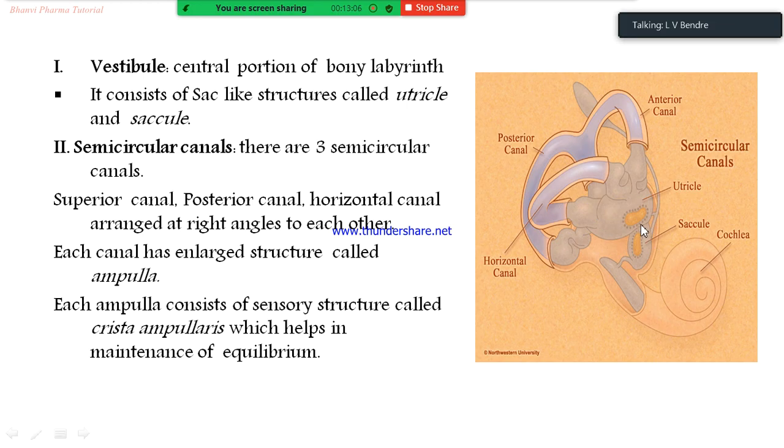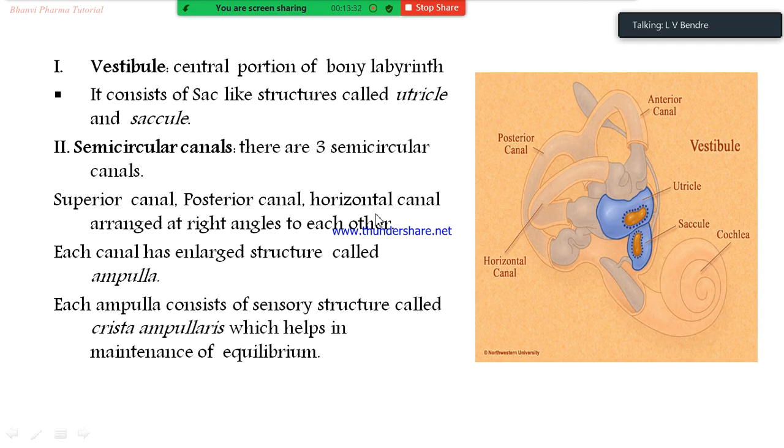Next, the second one is the semicircular canal. There are three semicircular canals: anterior, posterior and horizontal. The first one is the anterior. Next, the second one is the posterior. And this is the horizontal canal.